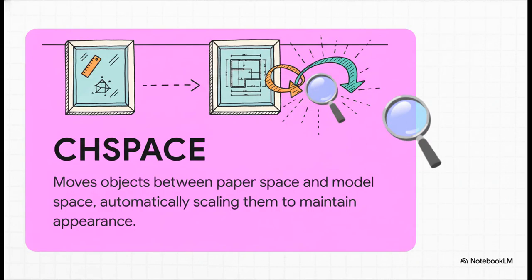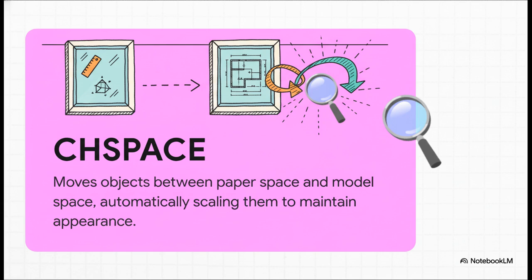Okay, this next command is straight up black magic. For real. Picture this. You've drawn something in paper space on your layout, but you realize, shoot, that really needs to be in model space. So you type ch space, you click the object, you click inside the viewport, and bam! It's gone from your paper and it's now perfectly placed and scaled inside your model. It works going from model to paper too. It just completely eliminates that whole scaling nightmare.